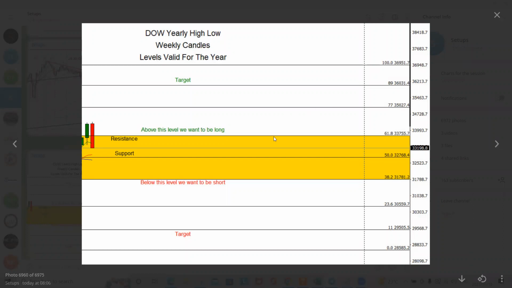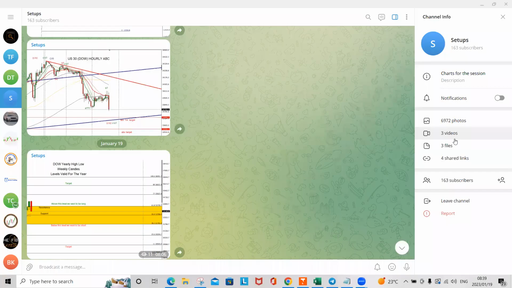So in front of us, we have the Dow yearly high-low, currently between levels of 50 and 61.8 as support resistance. Look at moving averages: 8 is above 21, above 50. That's indicating trend is up. So we're still looking for that 89 target level.